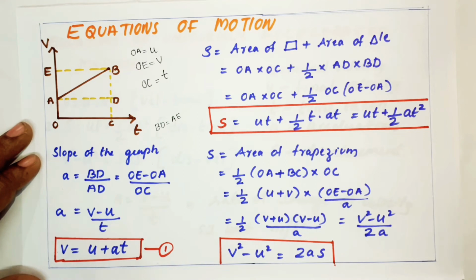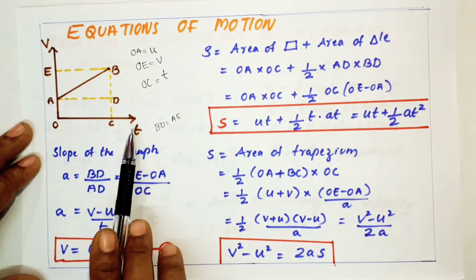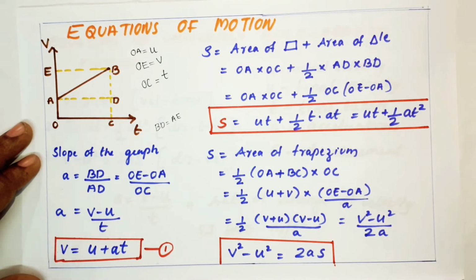And I discussed in the previous video, slope of velocity time graph gives acceleration. So a equals v minus u by t. Cross multiply and taking u to the other side, we get the equation v equals u plus at. This is the first equation of motion, the equation connecting velocity and acceleration.